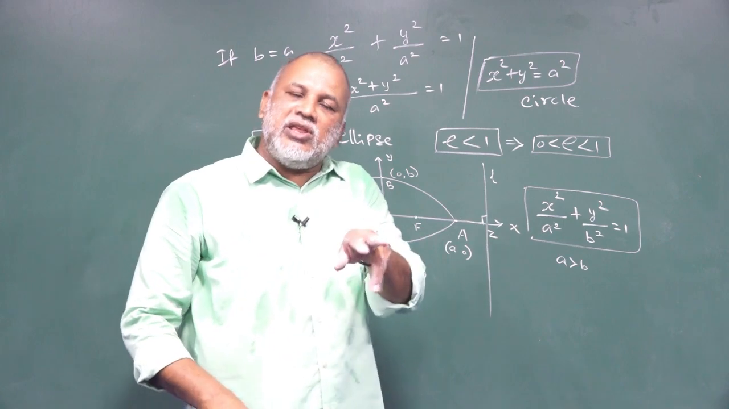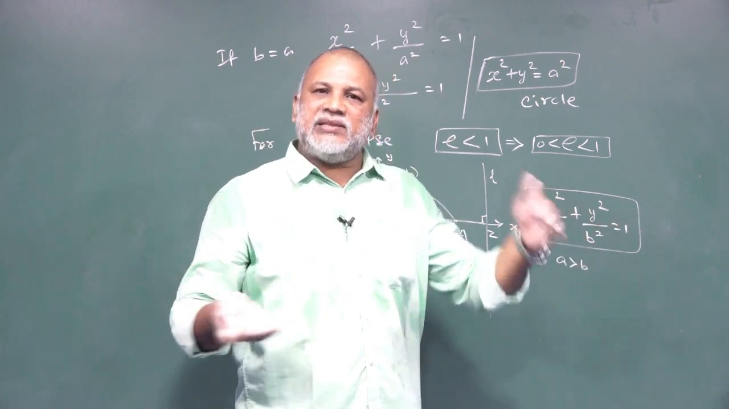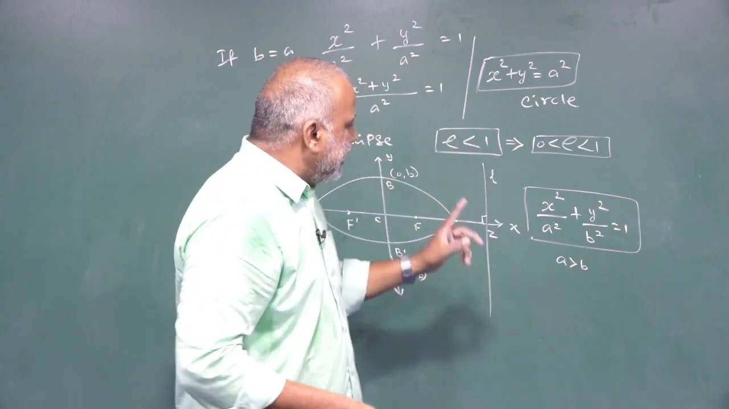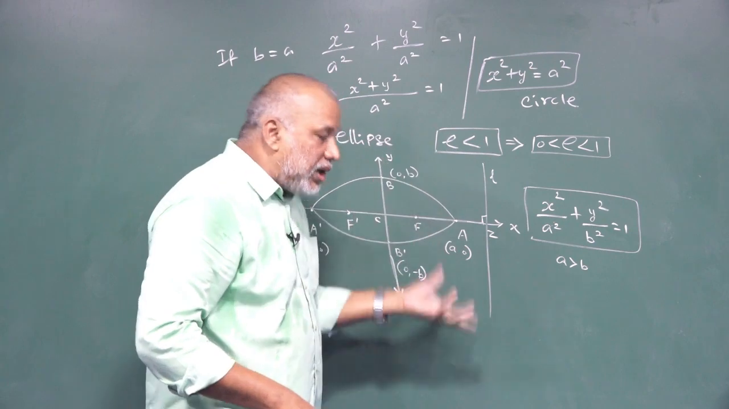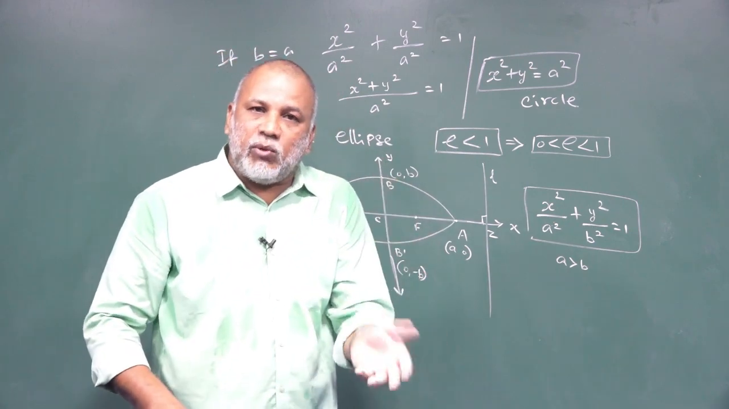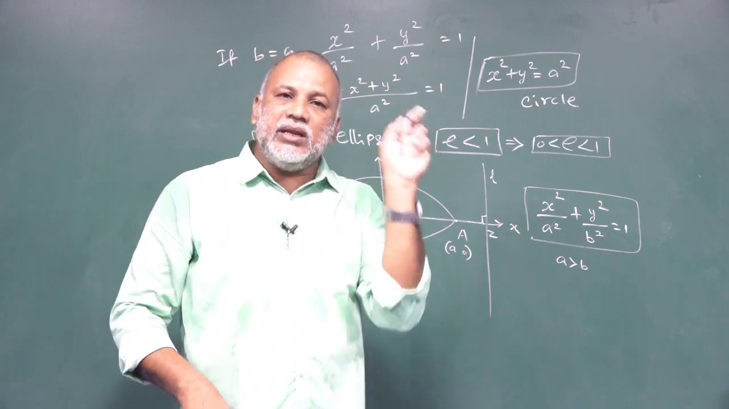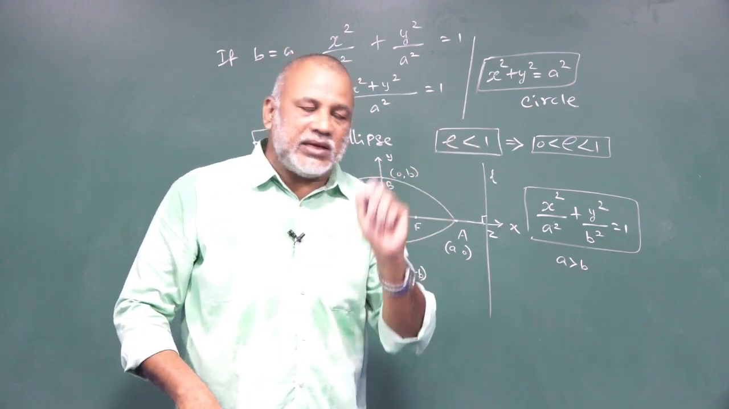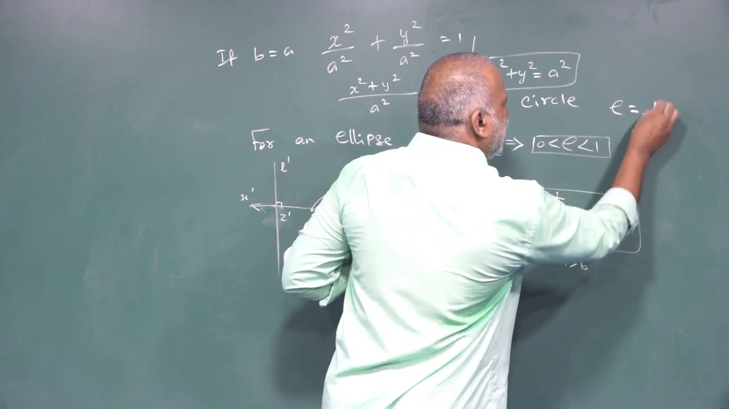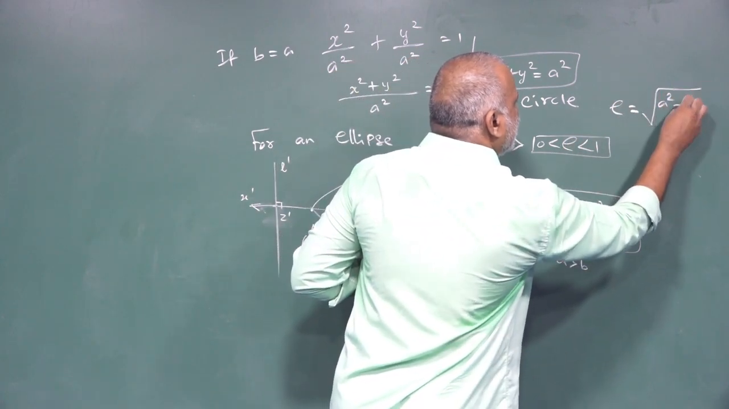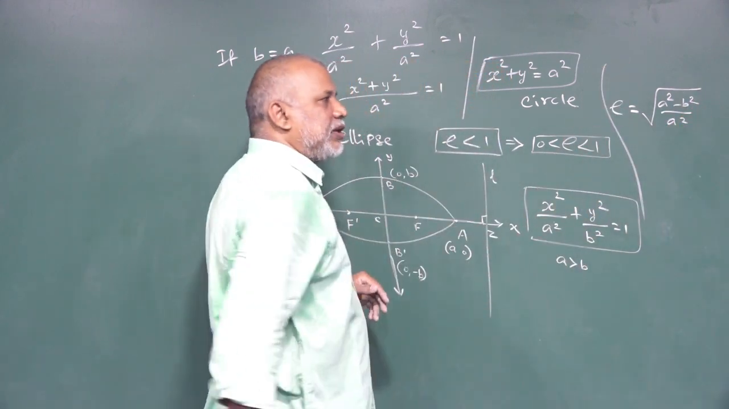What is the meaning of a and b? The length of the major and the length of the minor. If the length of the major and minor are equal, then this ellipse becomes a circle. For this, we already explained the eccentricity of a circle. I already explained that e must be 0 for a circle. How does it happen? Just now I am explaining. e equal to, what is the formula? e equal to square root of a squared minus b squared by a squared.